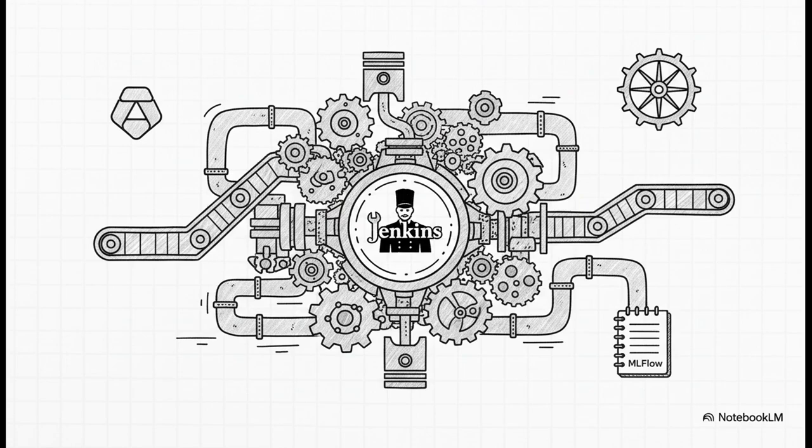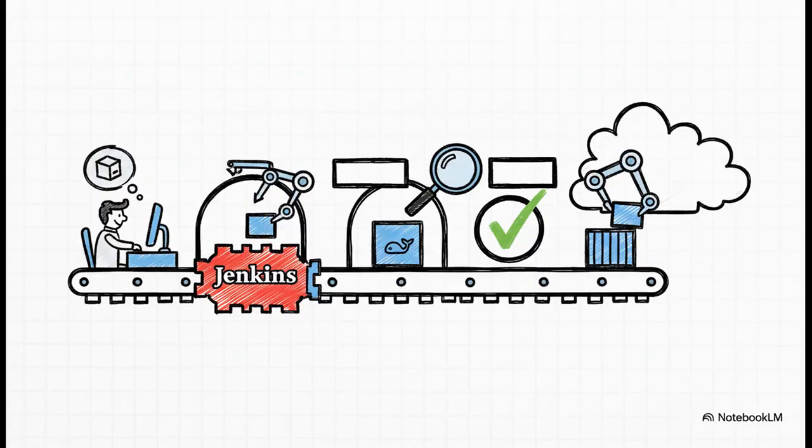So we've got our containers, a way to manage them at scale, and a notebook to track our experiments. But how do we connect all these pieces so they work together seamlessly without anyone having to press a button? That's Jenkins. It's the automation engine that powers our assembly line. Jenkins is basically the glue. It's what creates something called a CI/CD pipeline.